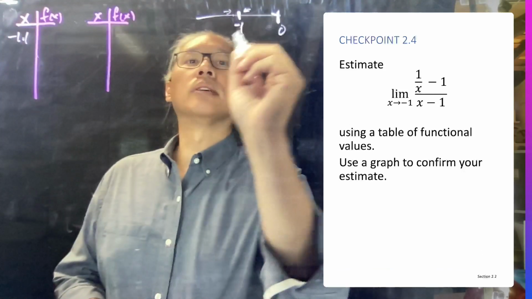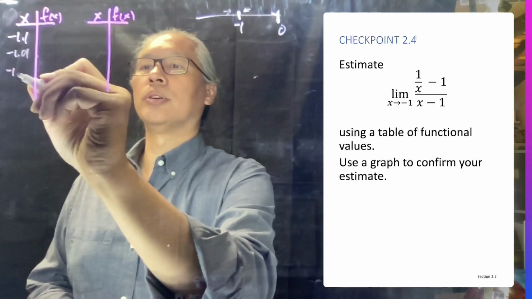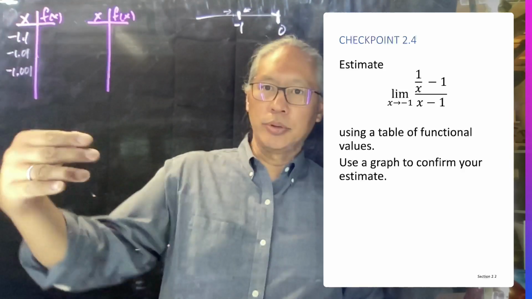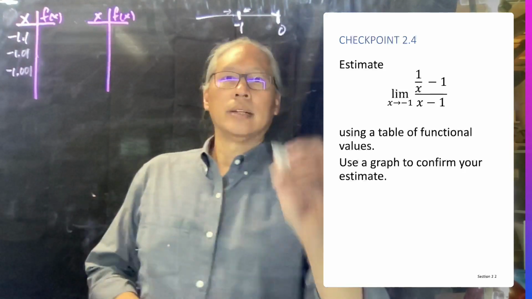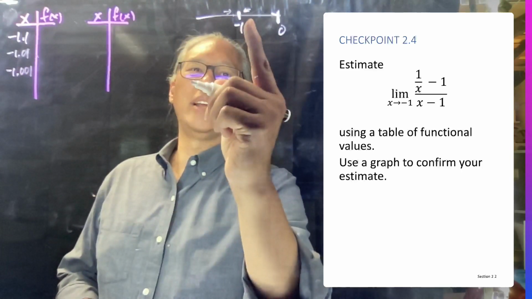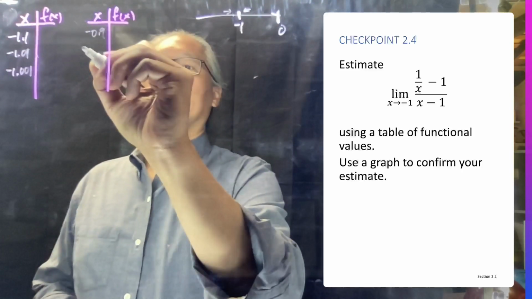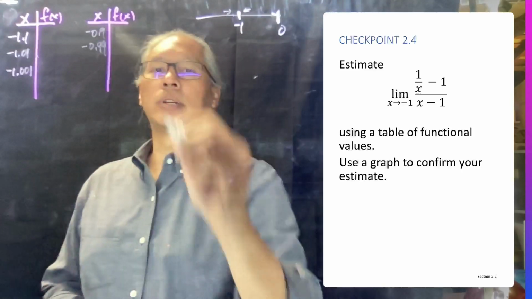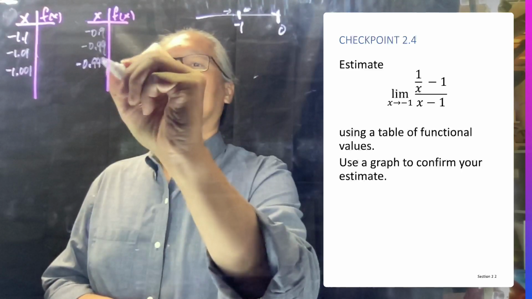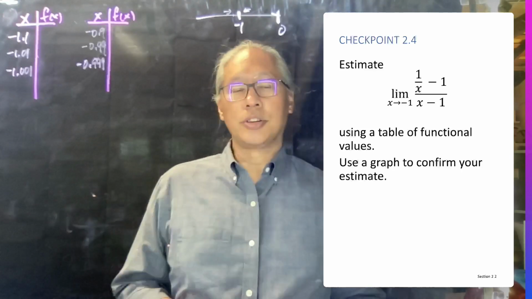And then we can get even closer, -1.01, and then maybe one more, -1.001. So these are the points that we generally want to check. On the other side, we're coming from 0 to -1, so that would be like -0.9, -0.99 will get you even closer, -0.999. So these are the types of values that we want to put into the function.